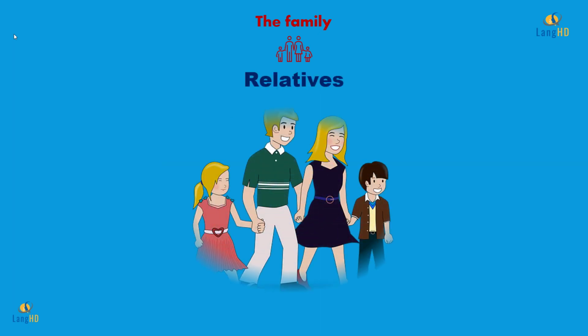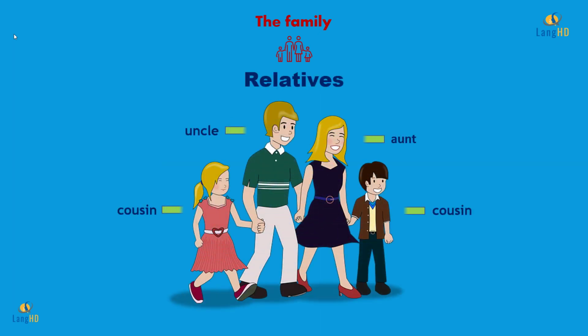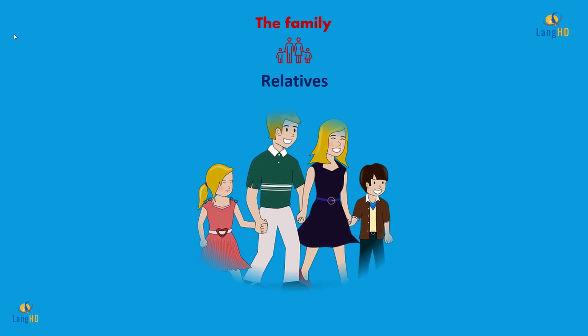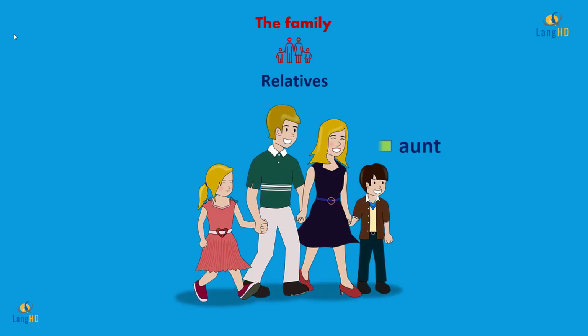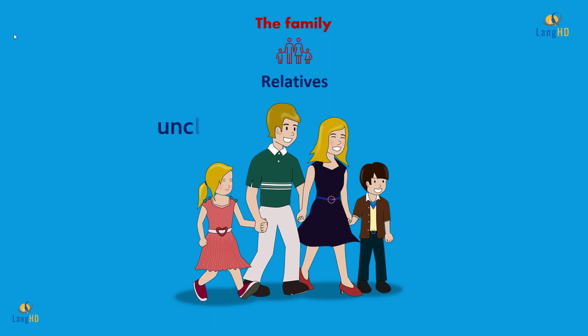Relatives, a person connected by blood or marriage. We have uncle and aunt. Aunt is the sister of one's father or mother. If your father has a sister, she is your aunt. Uncle is the brother of one's father or mother. If your mother has a brother, he is your uncle.